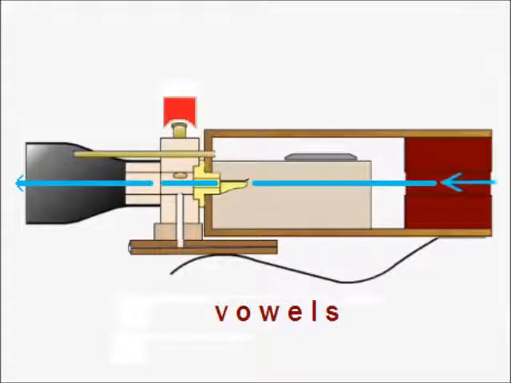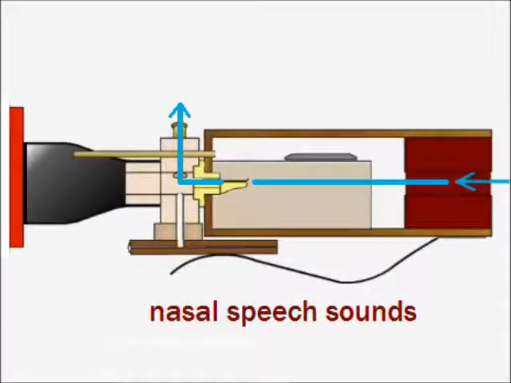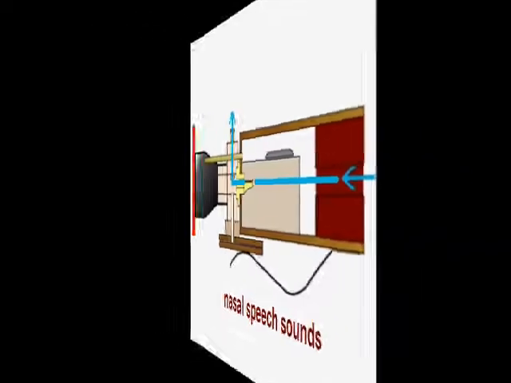When producing oral speech sounds, the nostrils should be closed. The sound is then transmitted through the mouth. For nasal sounds, we close the mouth with our left palm, leaving the nostrils open. The result is a nasal sound.